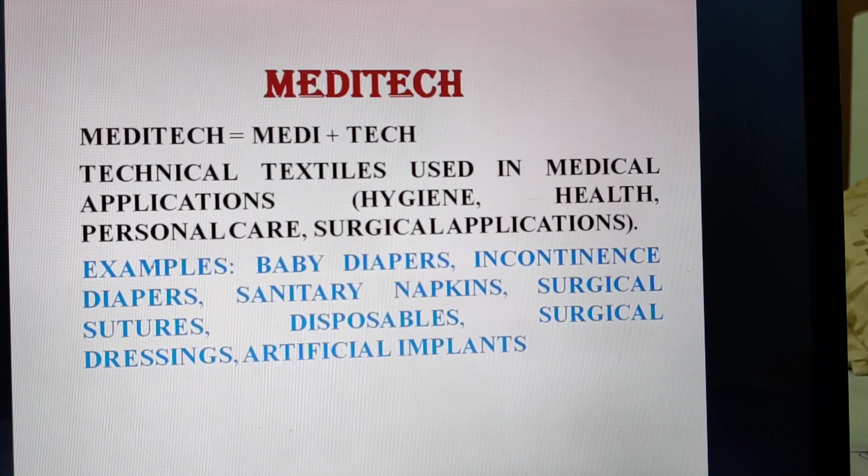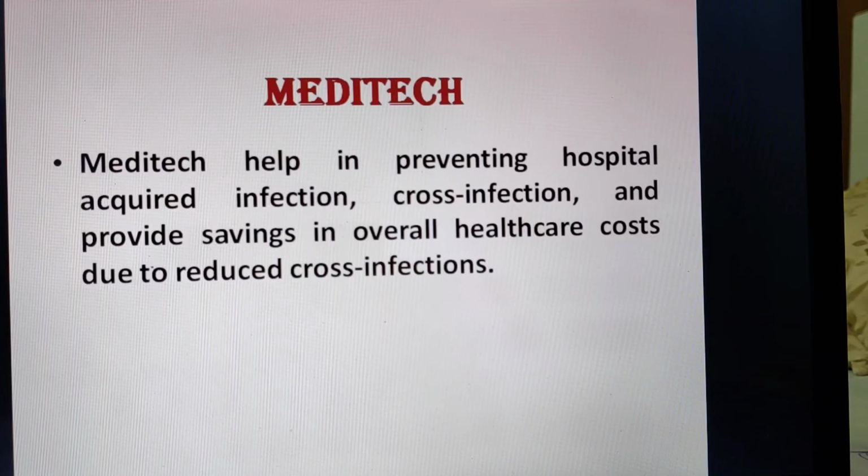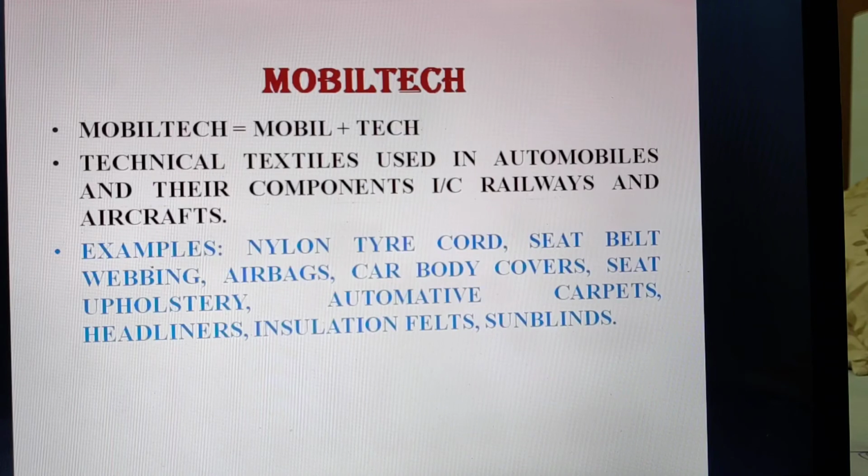Then MEDITECH means Medi plus tech. It means technical textiles used in medical applications. They are used for hygiene, health, personal care, surgical applications, etc. Examples may be diapers, sanitary napkins, surgical sutures, disposable surgical dressings, and artificial implants, etc. MEDITECH helps in preventing hospital-acquired infection and cross-infection, and provides savings in overall healthcare costs due to reduced cross-infections.